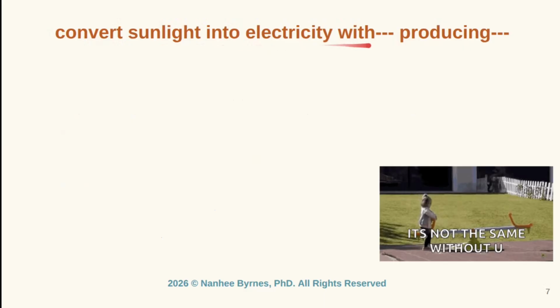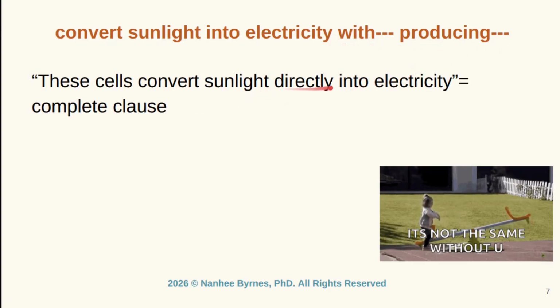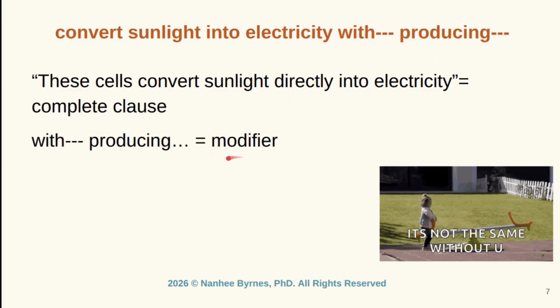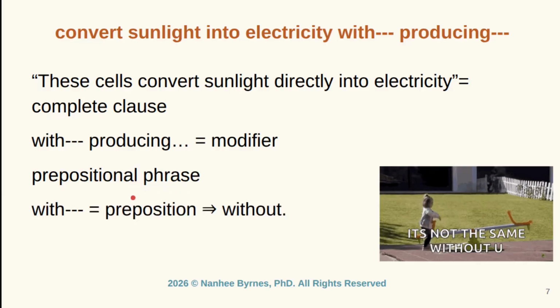Now let's continue the sentence. These cells convert sunlight directly into electricity with producing. The first part, these cells convert sunlight directly into electricity, is a complete clause. It doesn't need any additional sentence elements to make sense. That tells us that the phrase with the missing word is a modifier, giving extra information about how the electricity is converted. Modifiers like this are often prepositional phrases, so we are looking for a preposition. The missing word starts with, so the only correct choice is without.